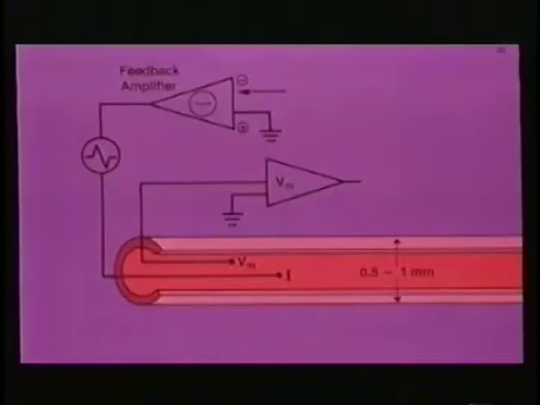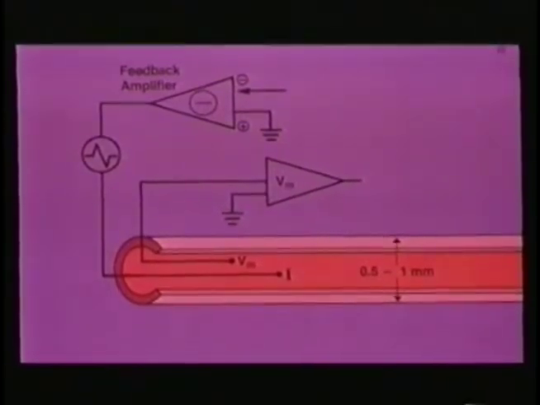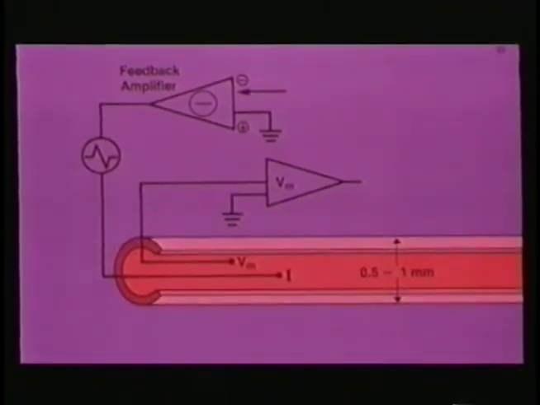In the voltage clamp technique, two electrodes are introduced into a squid nerve fiber 0.5 to 1 millimeter in diameter, which is immersed in seawater. One electrode records membrane voltage and the other injects current from a feedback amplifier.